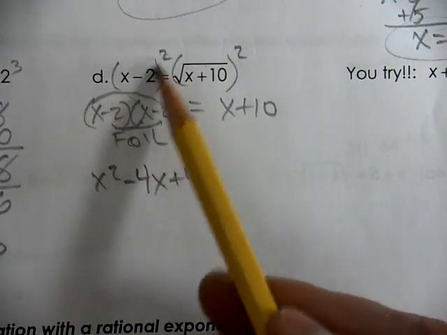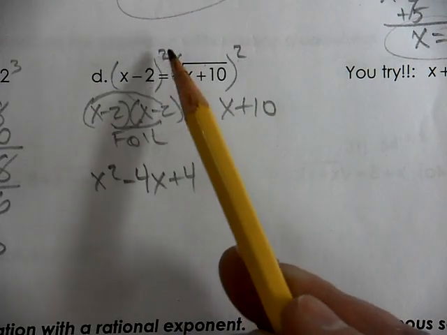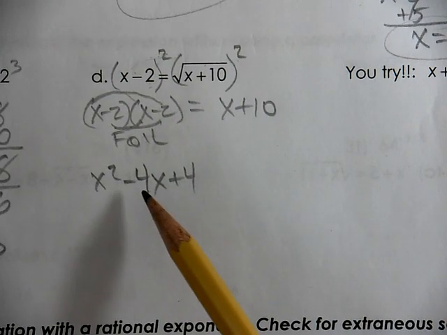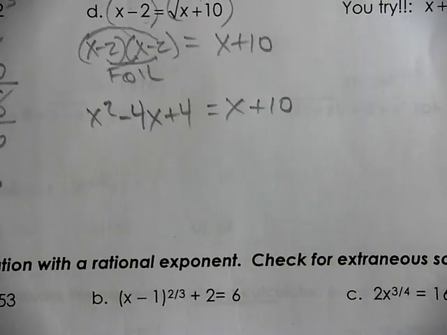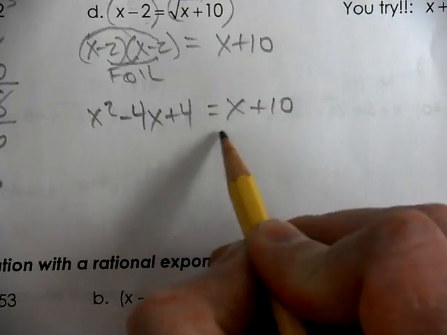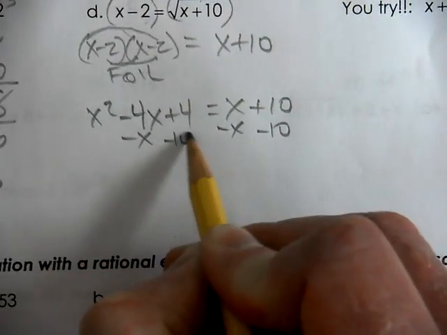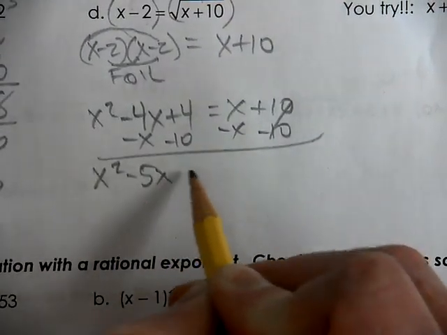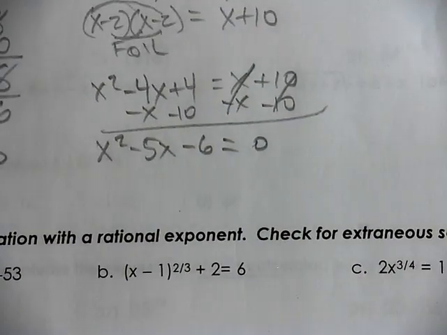So by distributing this in, you do get the x squared. You do get the positive 4, but you don't see the negative 4x. You need to be sure to get that value also. Now we subtract the x across, we subtract the 10 across. x squared minus 5x minus 6. These cross out completely. Now, this is always a tough one to factor.